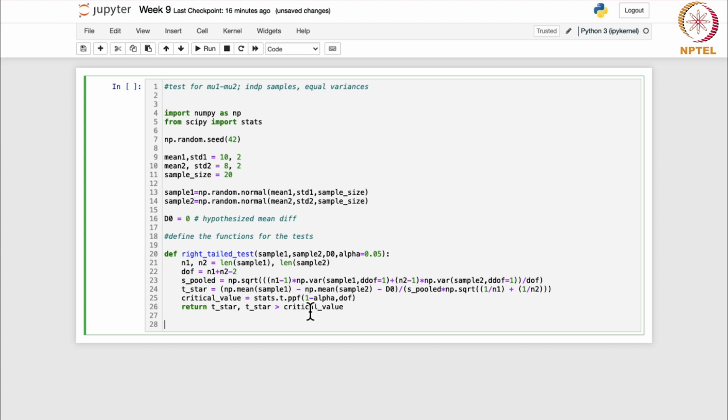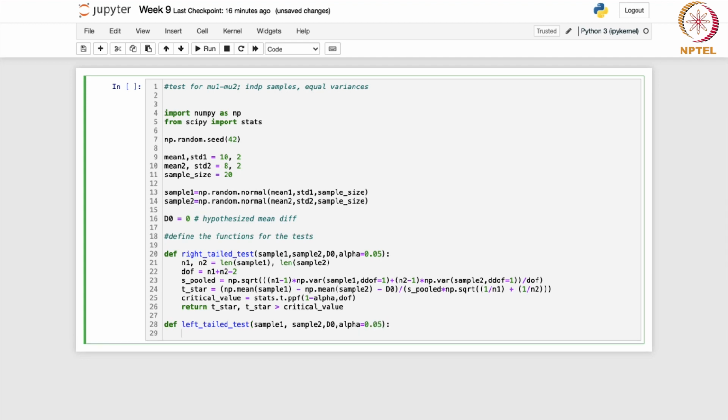In the same way we can also define your left tail test. So let me mention that. Define left tailed test. So again we would have sample 1, sample 2, d naught, and alpha as 0.05, and here we want t star and the result of the right tail test.